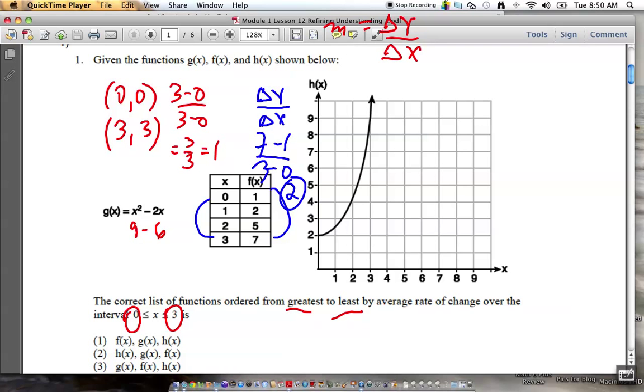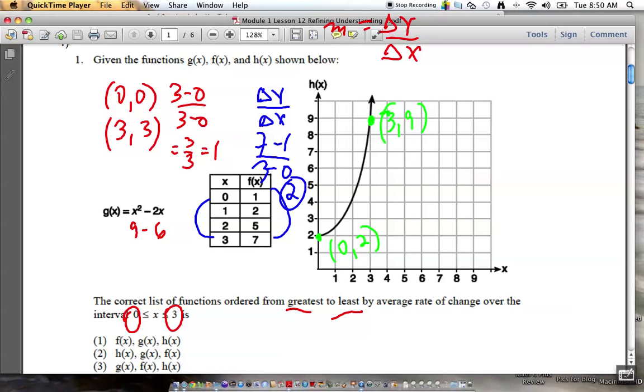Now I go to my third slope in green, and now this is a little difficult. You have to understand the nature of coordinates. It's always x, y. Now x stands for what? Input or output? Input. What does y stand for? Output. So when I see this coordinate 0, 2 right here, that means when the input is 0, the output is 2. When I go to this one, 3, 9, it means when the input is 3, the output is 9.